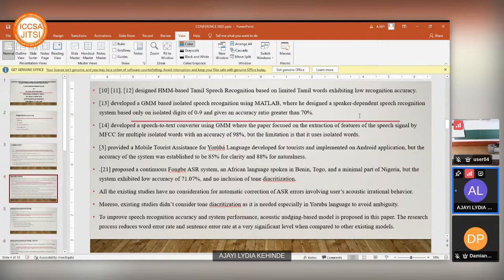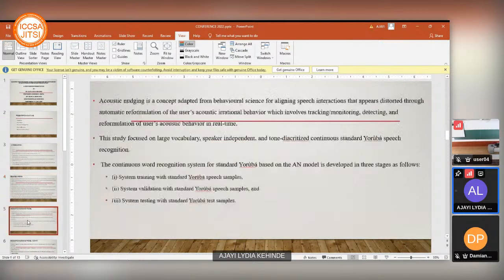Another one developed a GMM-based isolated system using MATLAB, but had about 70% accuracy. A mobile tourist assistant designed a Yoruba language ASR for tourists as an Android application and had about 85% clarity. Same thing with PhonePe, with about 71.07%. All these existing studies have no consideration for automatic correction of ASR errors involving user acoustics. So our study proposes an acoustic nudging model in order to reduce word error rate and sentence error rate compared to existing models.